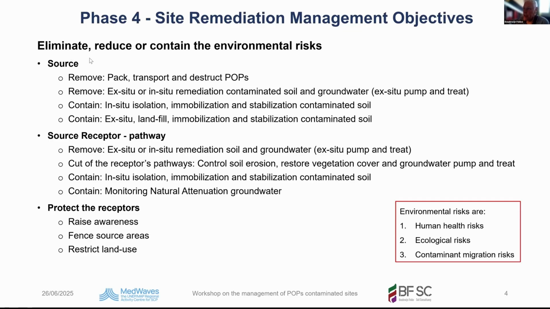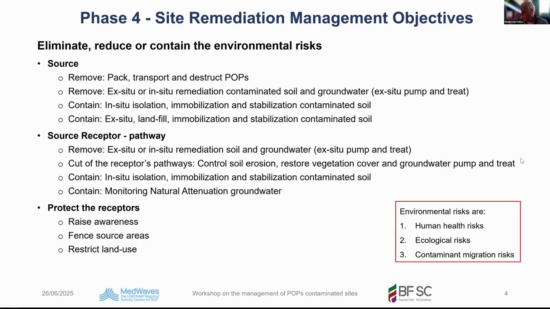So I will just make a short summary of this slide. The objective of remediation is to eliminate, reduce or contain the source receptor pathways, and the receptors are protected by raising awareness, for instance fence the site, forbid people to enter the site, and restrict land use. You're not anymore allowed to farm, you're not anymore allowed to construct houses. So these are the objectives of a remediation.